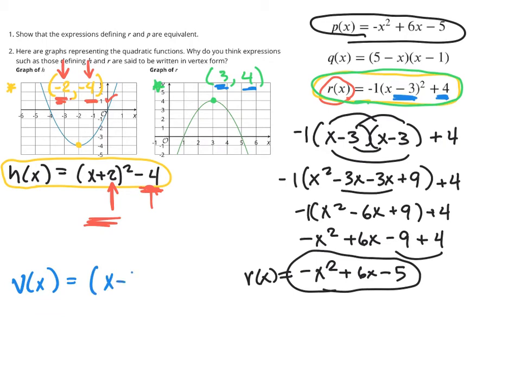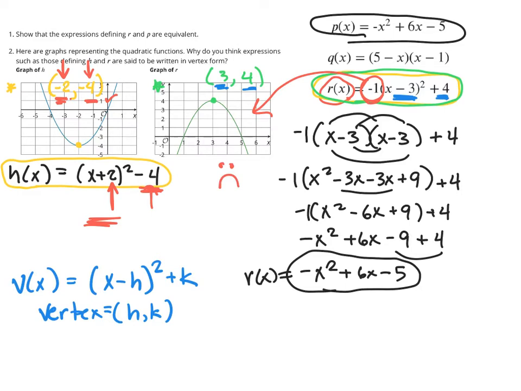Okay, vertex form: x minus h squared plus k, where the vertex is h, comma, k. Ooh, there's something I forgot to point out. That negative 1 means I am unhappy. Negative 1 out front means I'm unhappy, which if we see it in standard form, a is negative 1, which means I'm an unhappy parabola. All right, let that sink in. That's a lot. Let's move on.